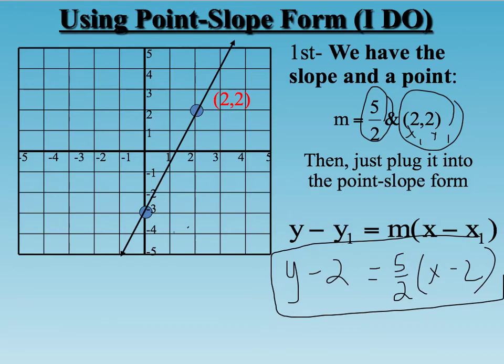If I wanted to look on the graph, here's my point (2, 2). And then my slope was 5 over 2. Again, if I go negative 5, negative 2 becomes positive 5 over 2, which is the slope. And then I can connect these 2 points.